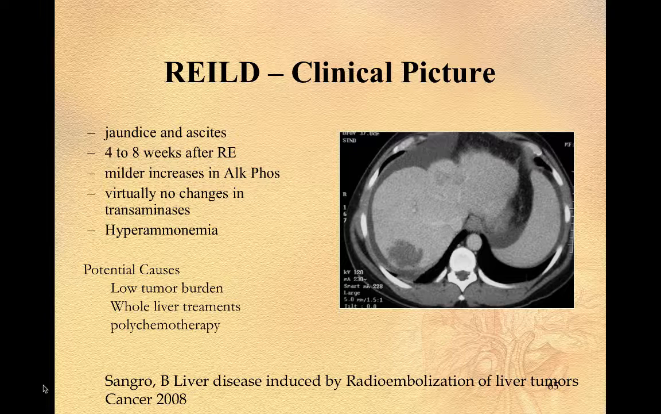normal liver is getting a relatively high dose. Whole liver treatments, because you're treating the whole liver at once, and people who have seen a lot of therapy in the past. This tends to be more breast cancer patients, maybe colon cancer patients, not so much neuroendocrine disease.